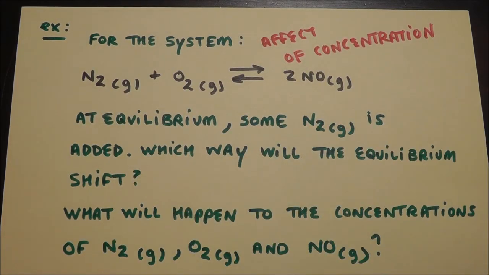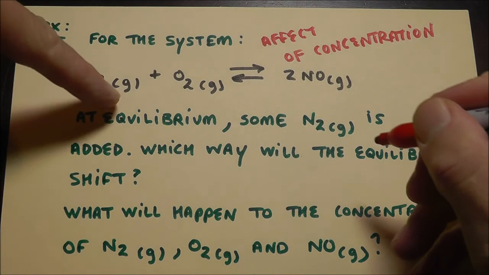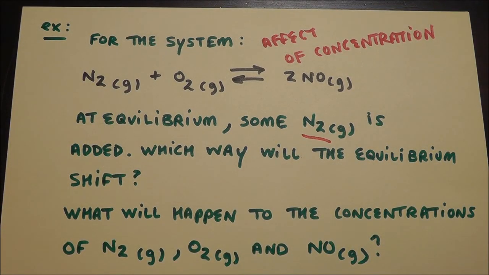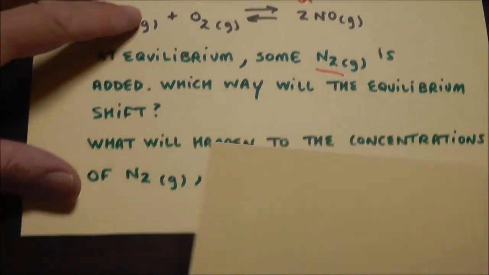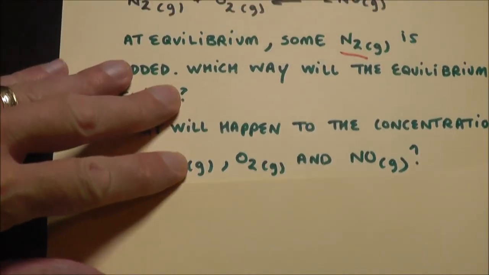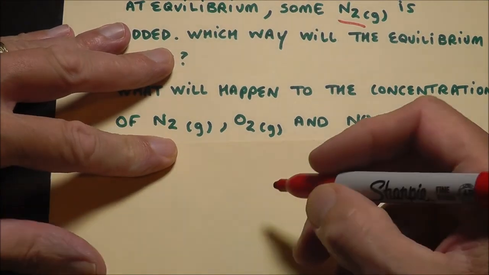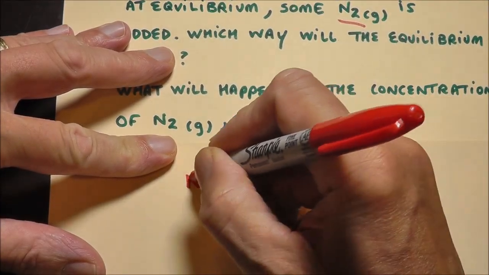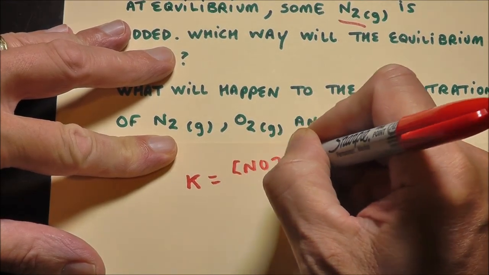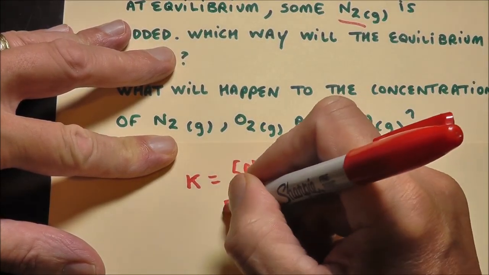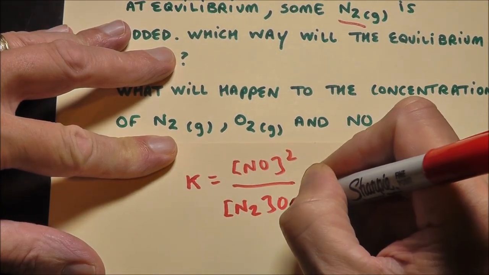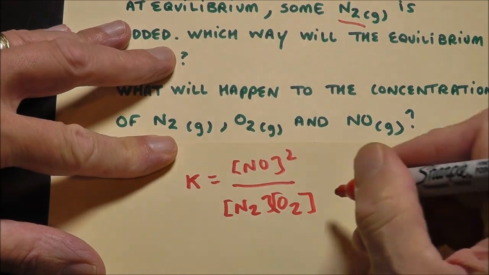And once again, kind of like Q and K, if we add something like N2 to this system, we're going to throw it out of whack. It won't be at equilibrium, it'll temporarily be Q, and Q will either be bigger or smaller than K, and that's what we're going to look into. So the first thing we could do is write the expression K equals NO squared divided by N2 and O2 to the first power equals some number.